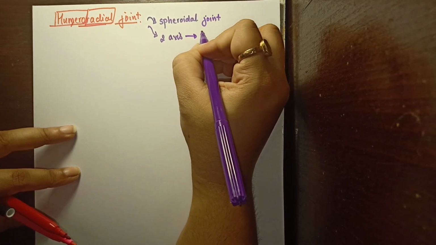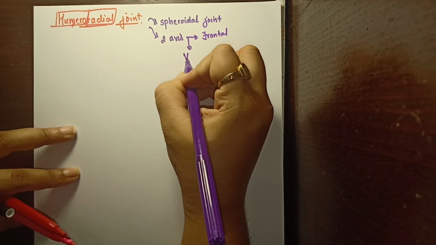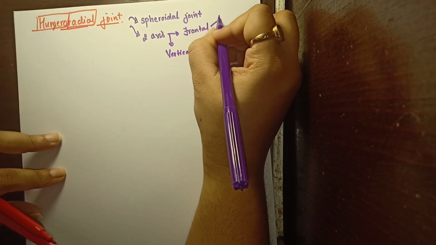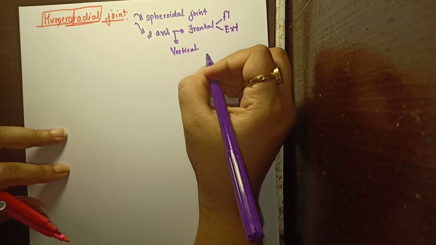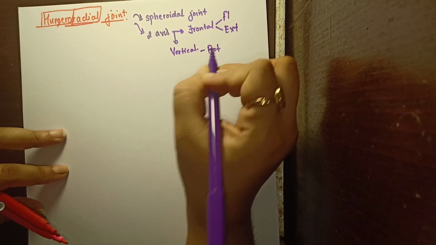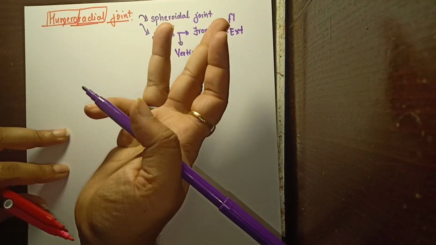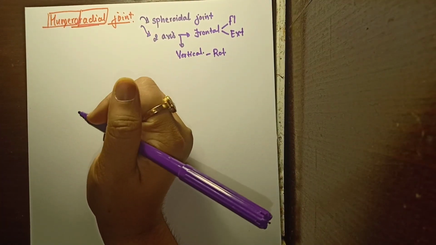The first is frontal and the second is vertical. Frontal is for flexion and extension, whereas vertical is for rotation. So this joint helps in flexion, extension and rotation, but the humero-ulnar joint helps in flexion and extension only.